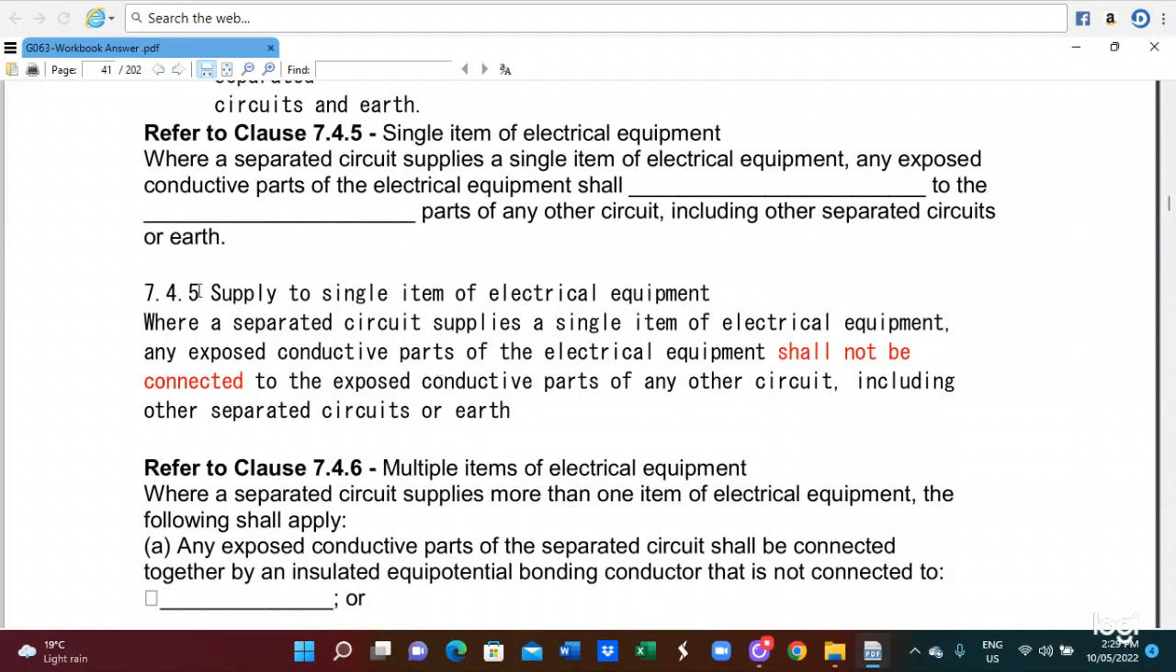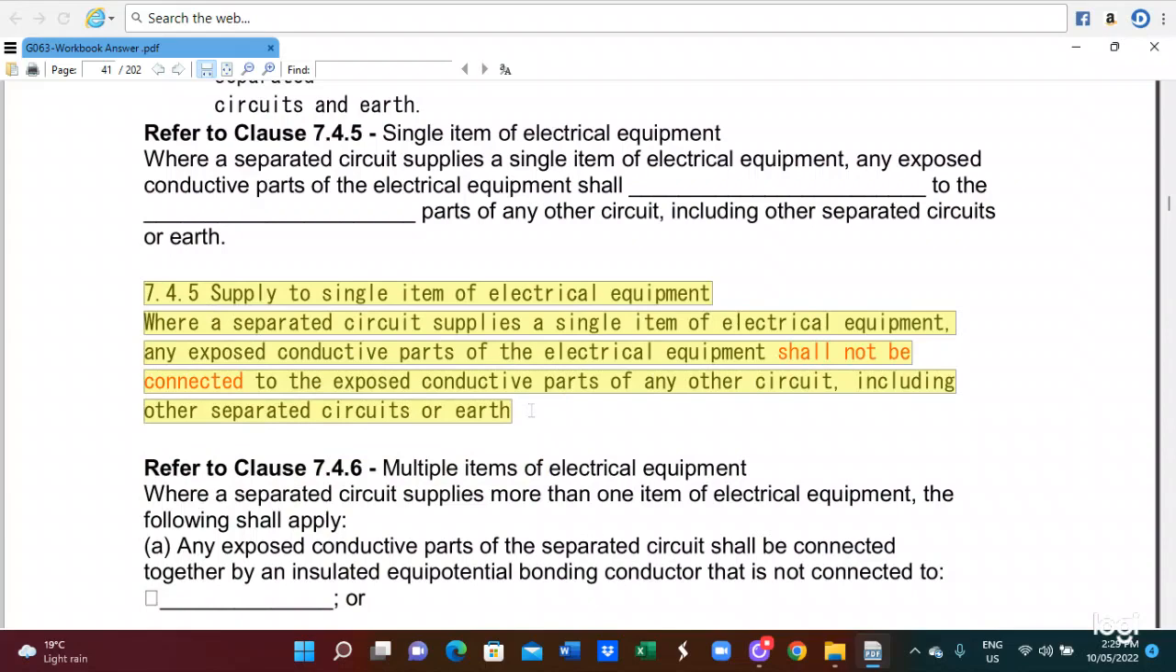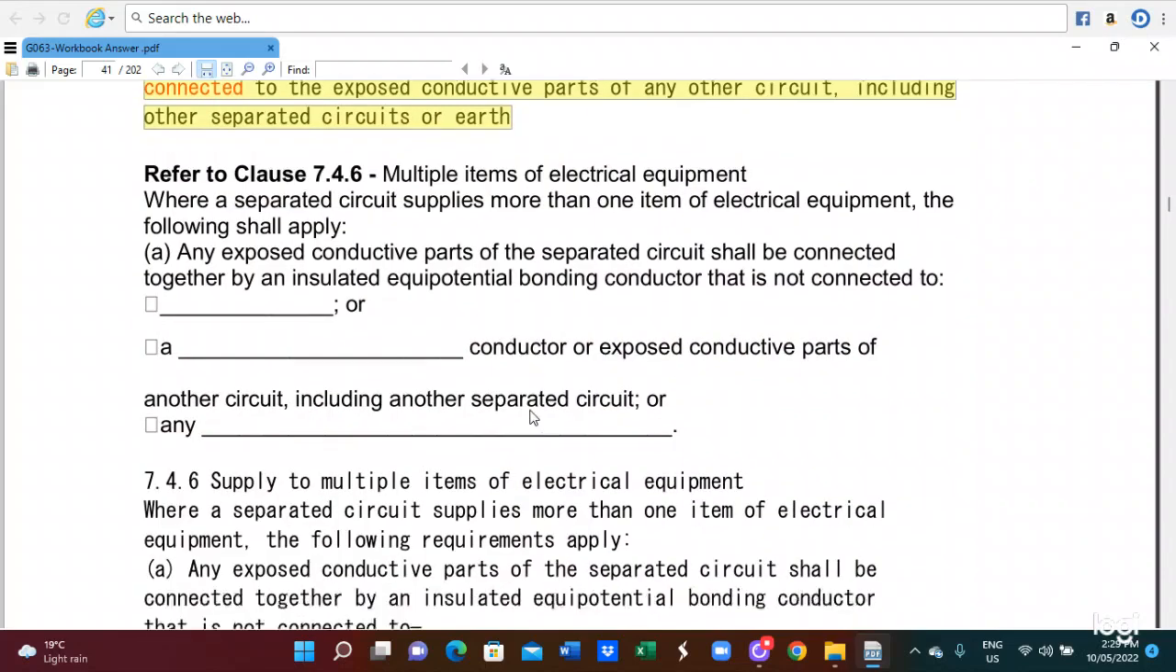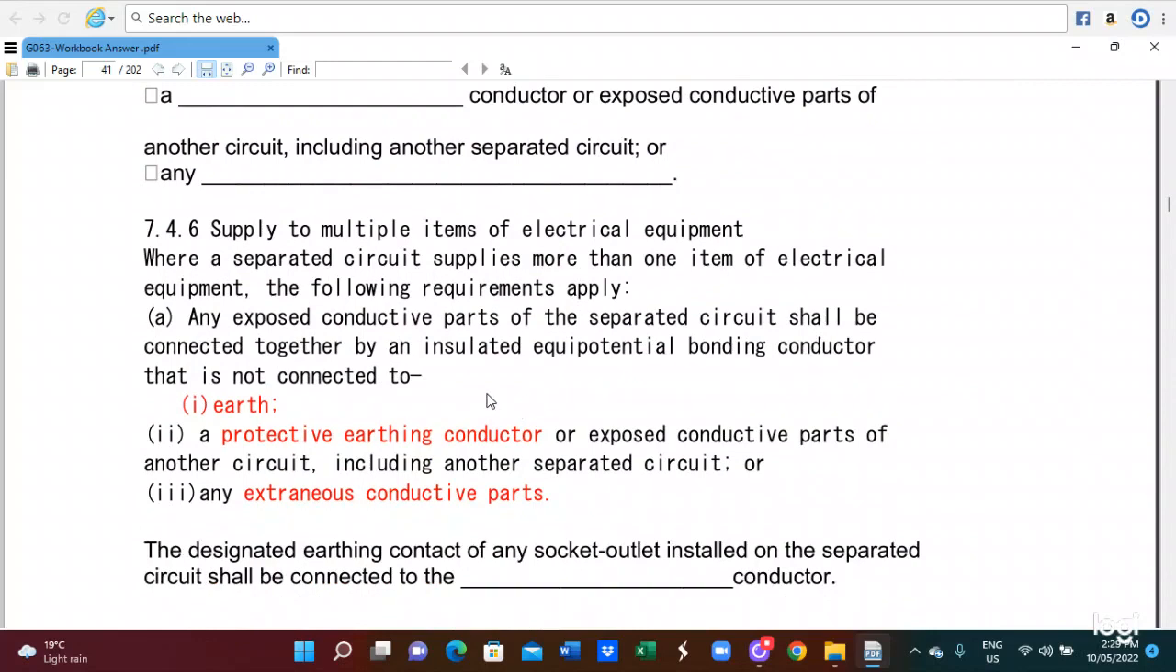7/4/5, the supply to a single item of electrical equipment. Where the spreader circuit supplies a single item of electrical equipment, any exposed conductive parts of the equipment shall not be connected to the exposed conductive part of any other circuit, including other spreader circuits or earth. So you have to read this out. 7/4/5, supply to single item of electrical equipment. Also 7/4/6, you have to read, supply to multiple items of electrical equipment.